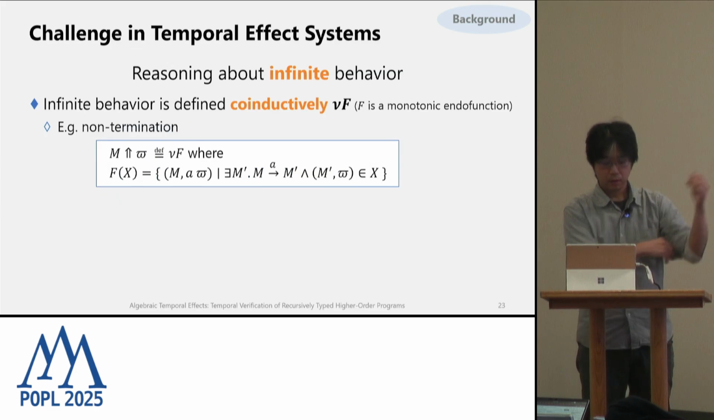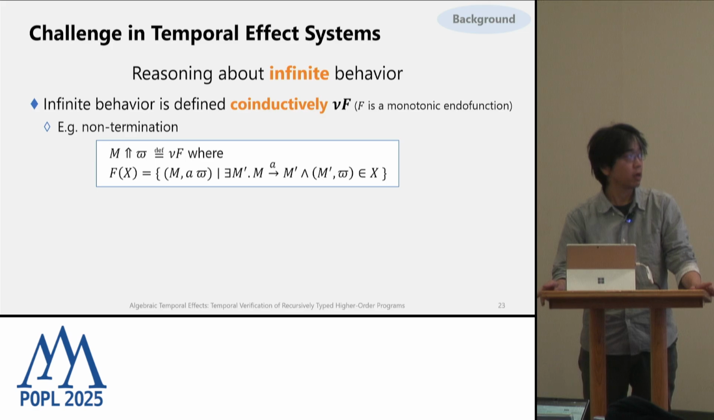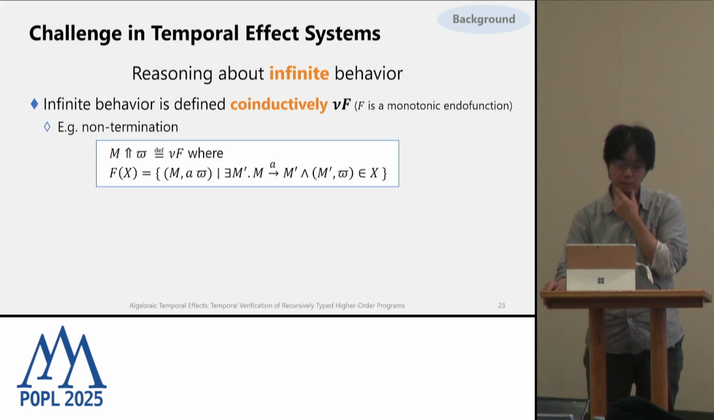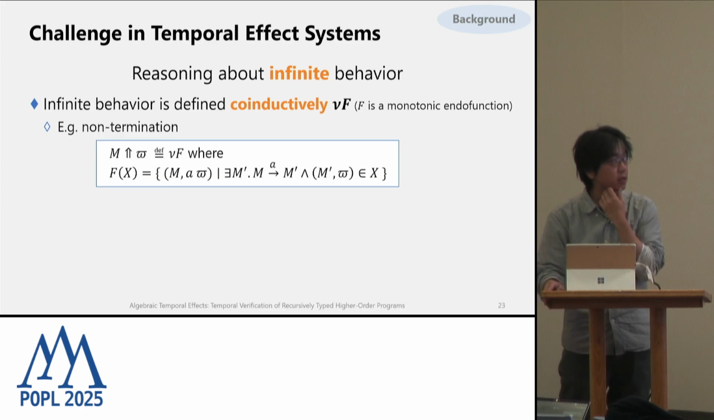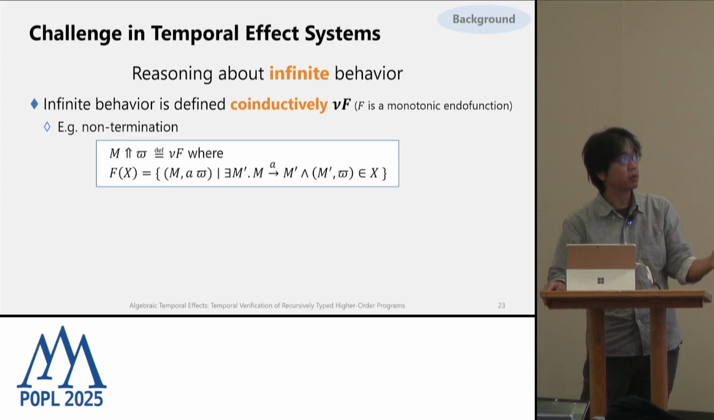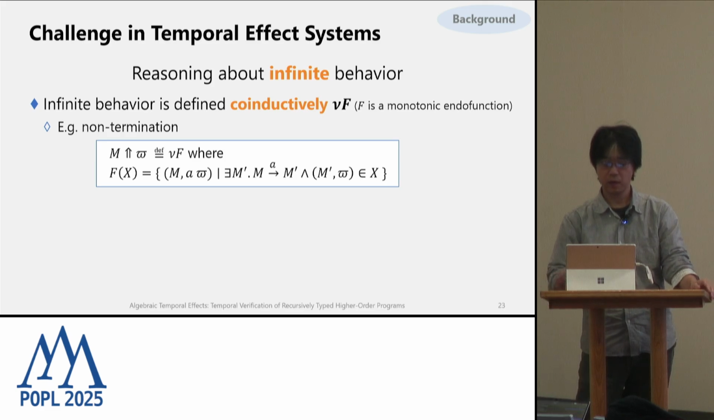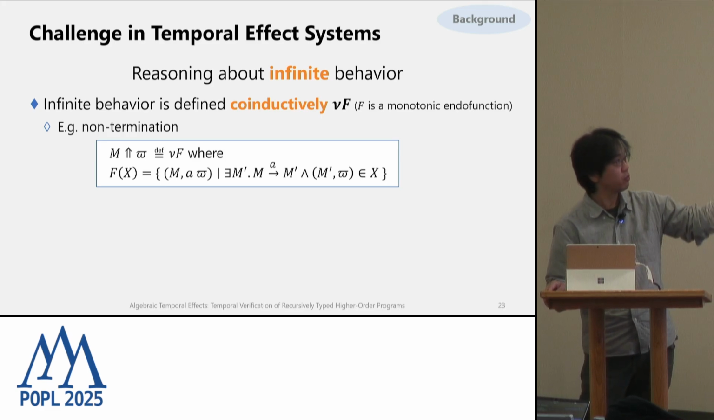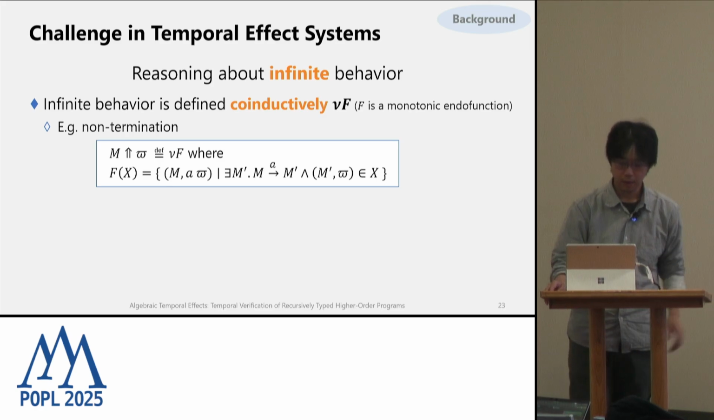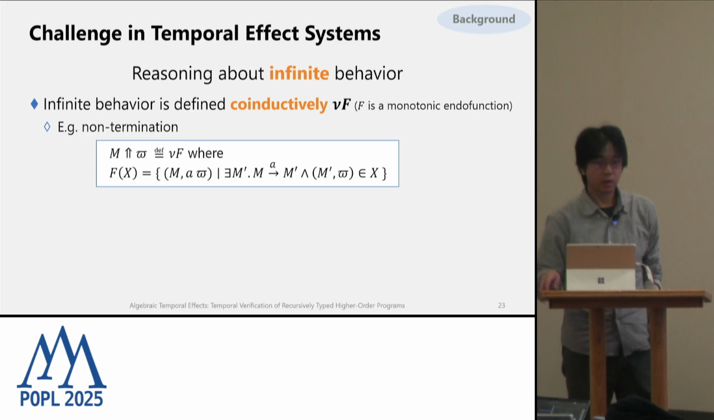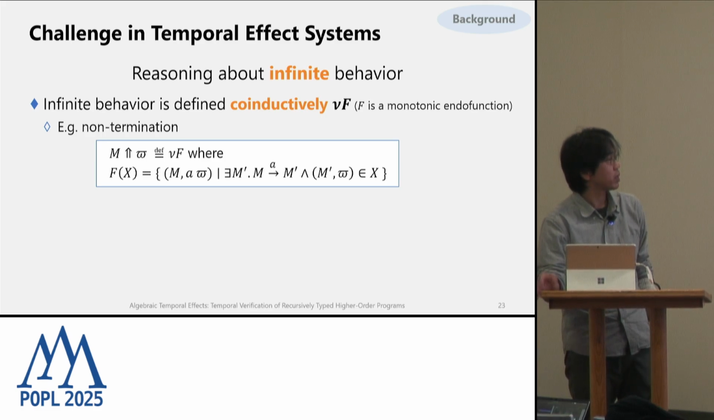All right. But a challenge arising in giving a temporal effect system is in reasoning about the infinite behavior. Infinite behavior is, in general, defined co-inductively. So here I use the function nu, which returns the greatest fixed point of some monotonic function f, right? And using this greatest fixed point operation, we can, for example, define the non-termination behavior of programs, like this one.